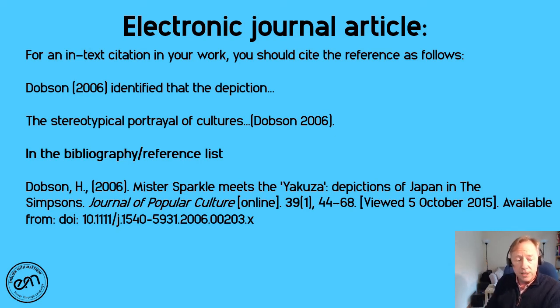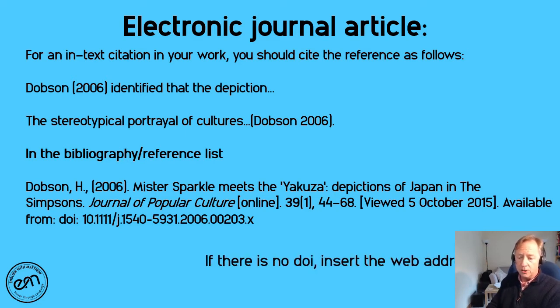And if you want to be really specific, you can use a digital object identifier, which is this long set of code numbers there. That, when plugged into a browser, will take you immediately back to that article. So a DOI is quite helpful. If you don't have a DOI, you can just include the URL or the web address.